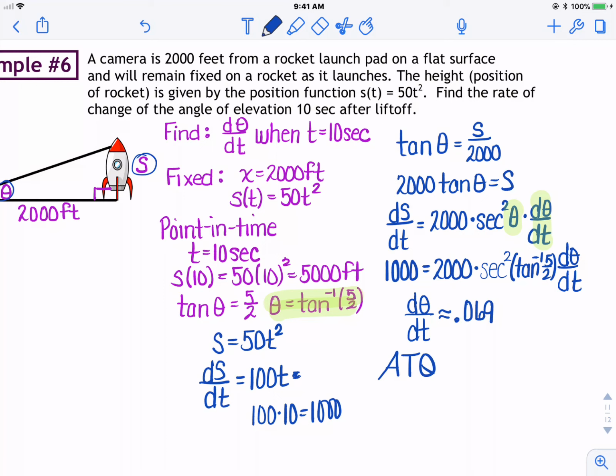So the rate of change of elevation 10 seconds after liftoff, the rate of change of theta at 10 seconds is, and this is 0.069, and we're in radians as our change unit and seconds as our time unit.